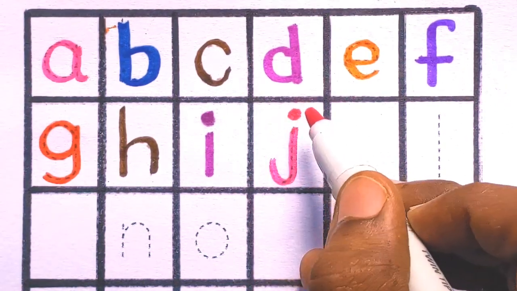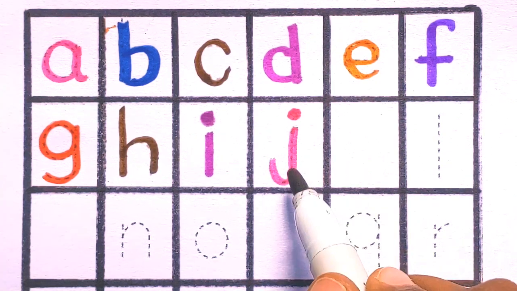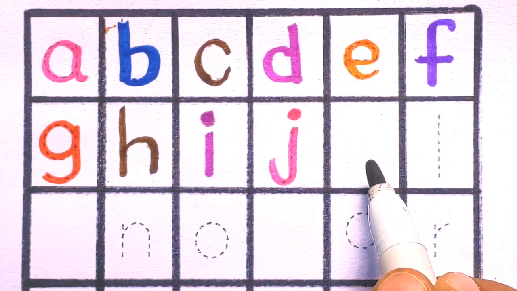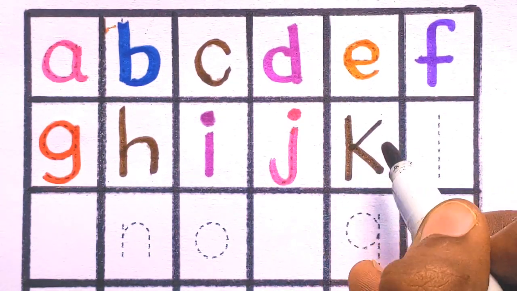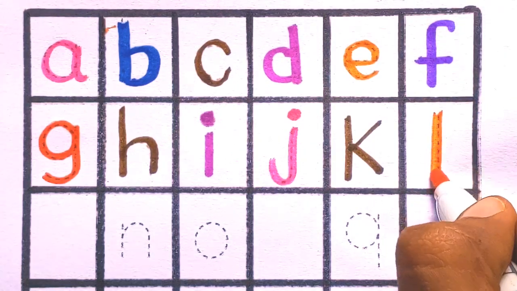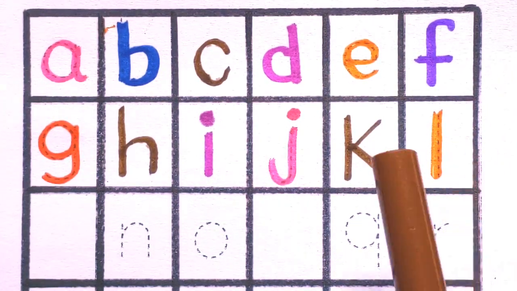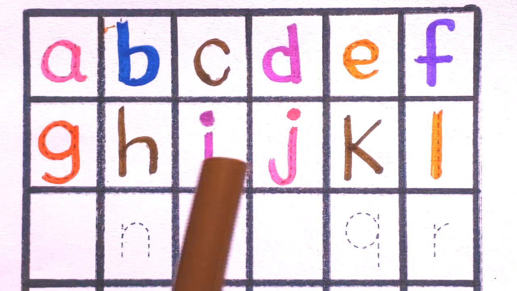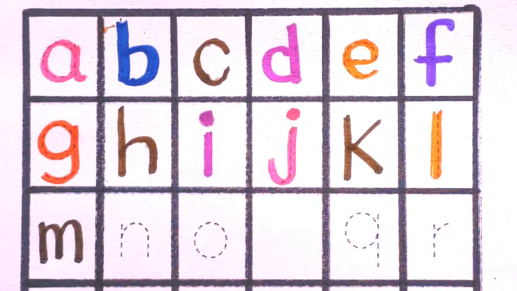J for jackpot. After J, which alphabet is missing here again? It's a K. K for kite. L. L for leather. After L, which alphabet is missing here? So M. M for monkey.